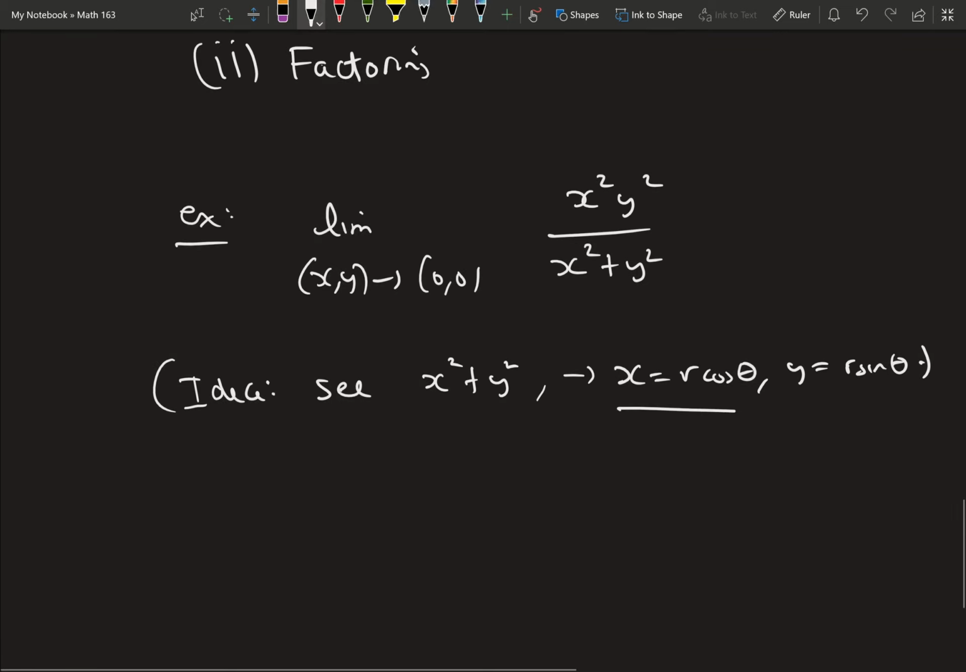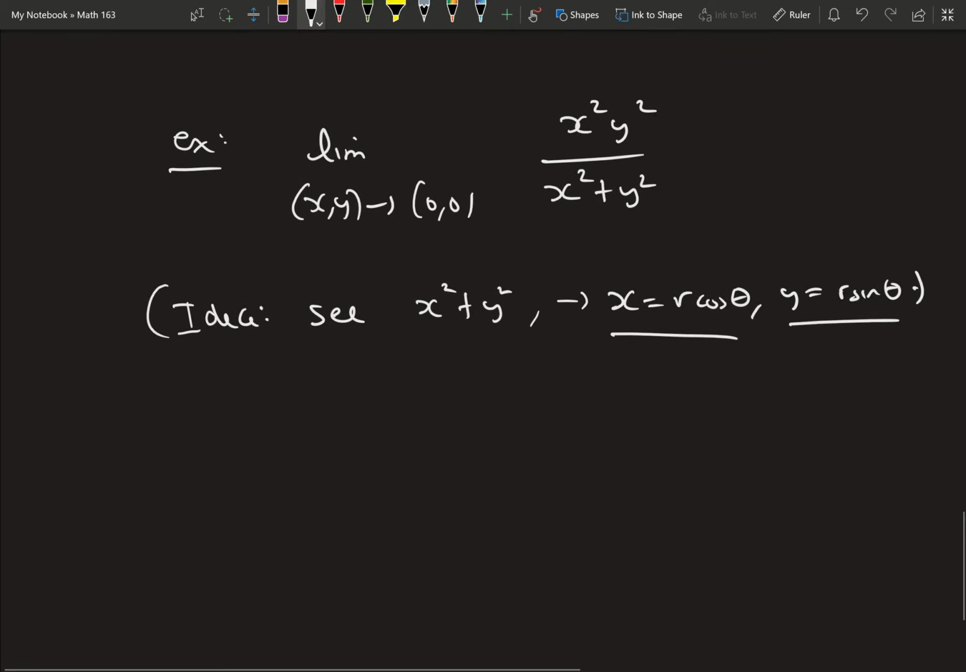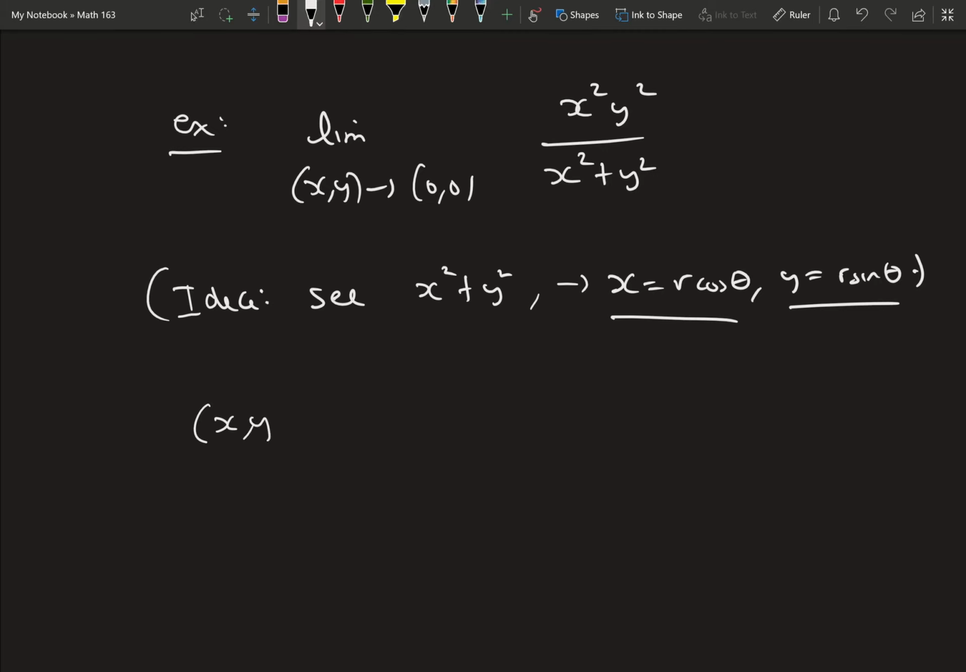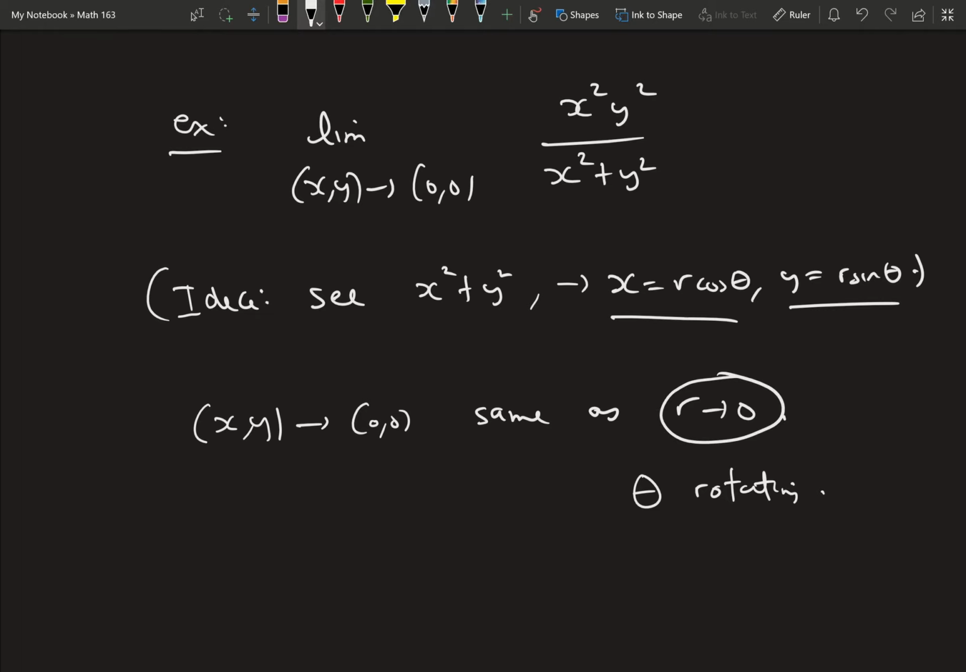So let's plug in these substitutions, and remember that if x and y are going to 0, this is the same as r going to 0. Remember, theta is always rotating. So theta going to 0 doesn't necessarily mean you're going to the origin. R going to 0 means you're going to the origin.